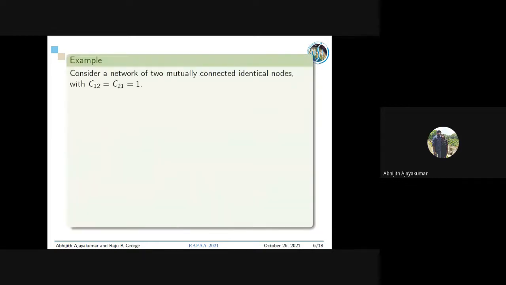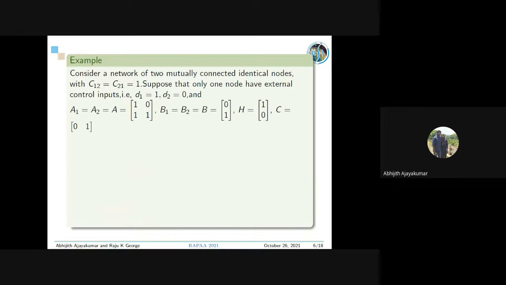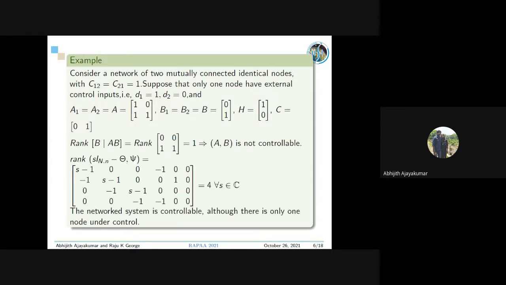And one more example. Here also the connection is the same. There is a connection going from node 1 to 2, and a connection from 2 to 1 is also there, and only one node is under control. The control matrix, state matrix, etc. are given. Here the pair A, B is not controllable. Even then, the whole network system is controllable.